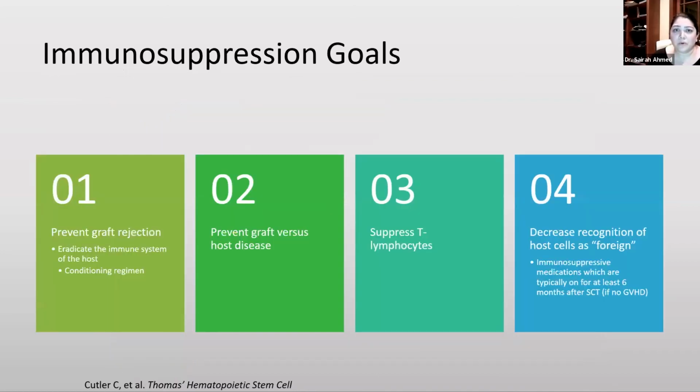Your immunosuppression goals, firstly, are to prevent graft rejection. You want to be able to eradicate the immune system of the host, and part of that falls upon the conditioning regimen. You want to prevent graft-versus-host disease by suppressing T lymphocytes, and then you also want to decrease recognition of host cells as foreign. And there are numerous immunosuppressive medications that are used for this. Depending on the type of transplant, generally you're going to have immunosuppressive medications ongoing for between 3 to 6 months post-transplant.